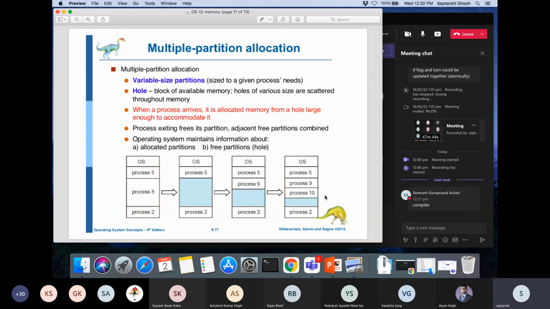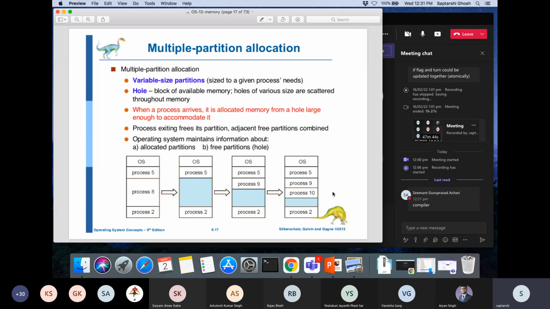And clearly different processes can get different sized chunks depending on their requirements. We use the term hole to indicate a block of available memory. So in this picture, there is a single hole, but actually holes of various sizes can be scattered throughout the memory. In the picture you see here, at this point, processes 5, 9, 10, and 2 are running, and there is one hole.